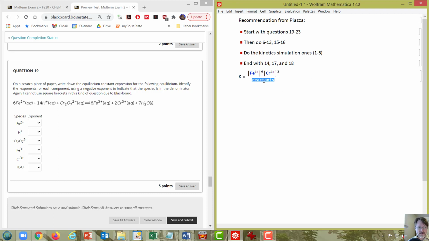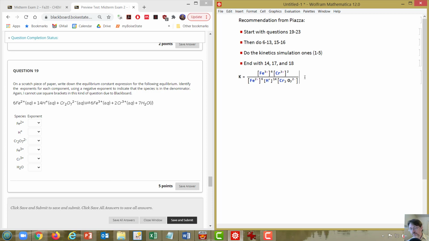We now do the reactant side. So we have the concentration of Fe2+. We have the concentration of H+. And we have the concentration of Cr2O7 with a 2- charge. We now need to have our stoichiometric coefficients as our exponents. This is going to be to the 6th. The H+ is going to be to the 14th. And the dichromate is going to be to the 1st. Okay, we now have our equilibrium constant expression.